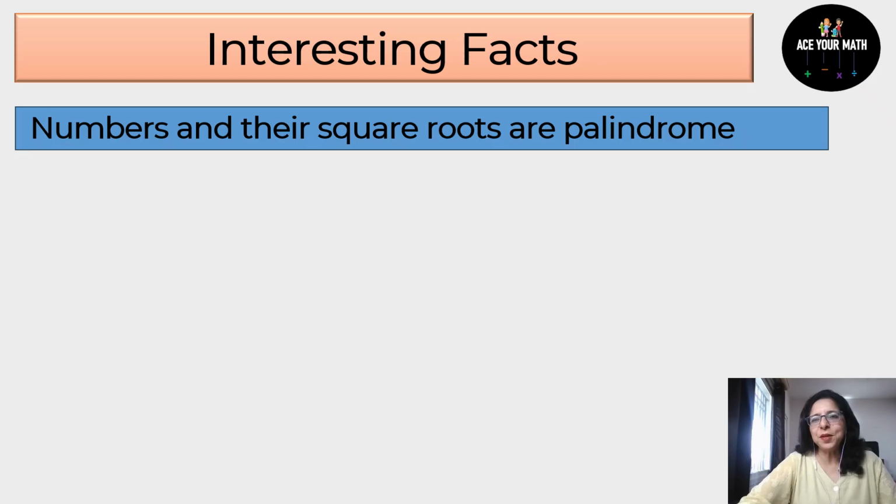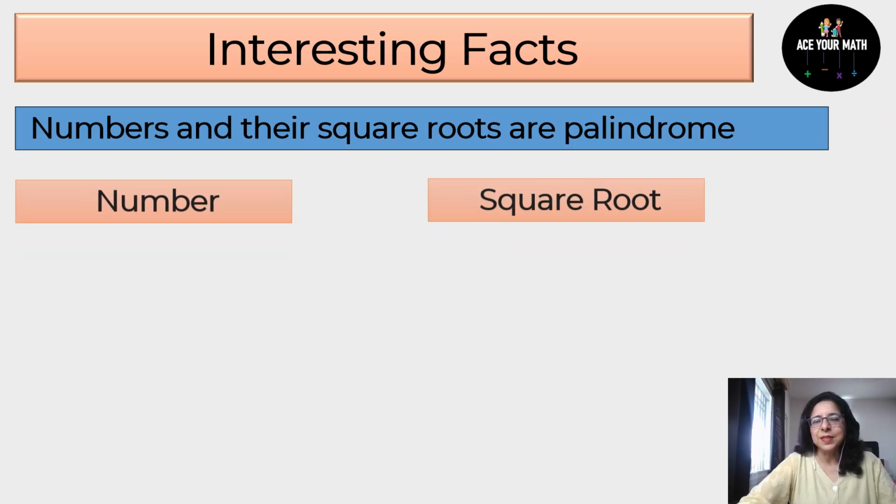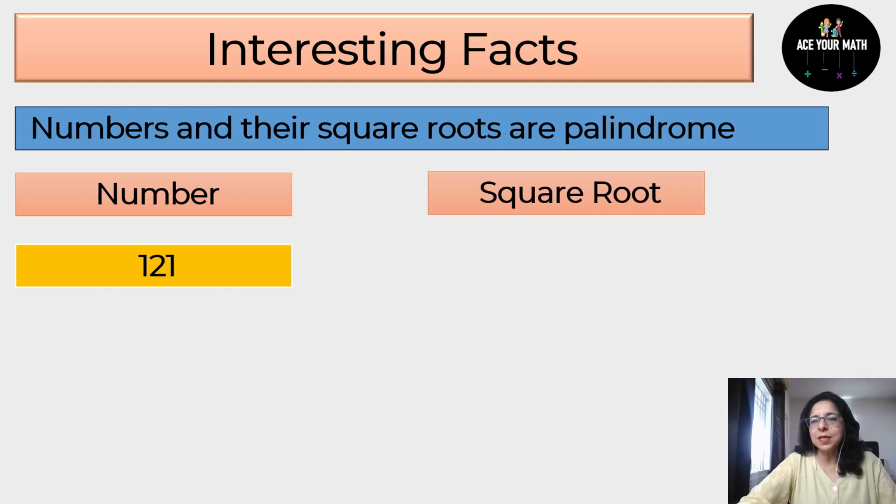Now get ready for some interesting facts. You must have heard the word palindrome in computer science. Palindromes are the numbers or words which read the same even if you reverse them. So that's interesting. Let's find some interesting things in square roots as well. Let's say the number is 121. We know that 121 is the square of 11. If you notice, 121 is also a palindrome and 11 is also a palindrome.